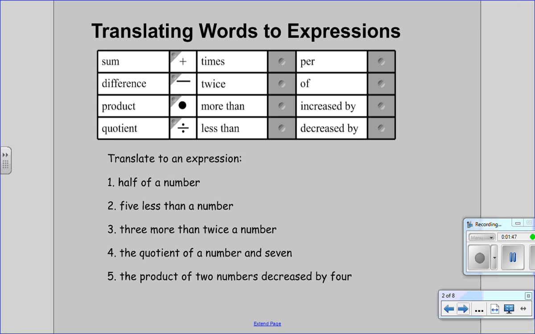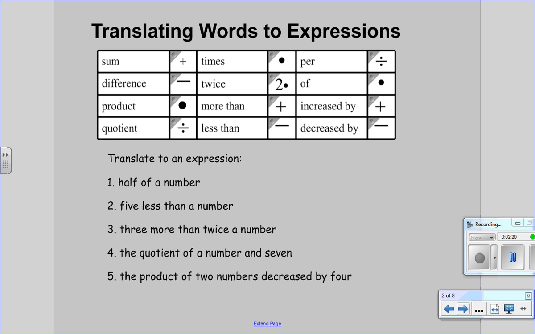We have our sum, difference, product, and quotient being adding, subtracting, multiplying, dividing. Times, twice would be 2 times. More than, less than. Per means division often. Of means multiplied, increase by, and decrease by. Of course, there are many more keywords than just these, but here's just some to start. So let's practice translating these 5 expressions.